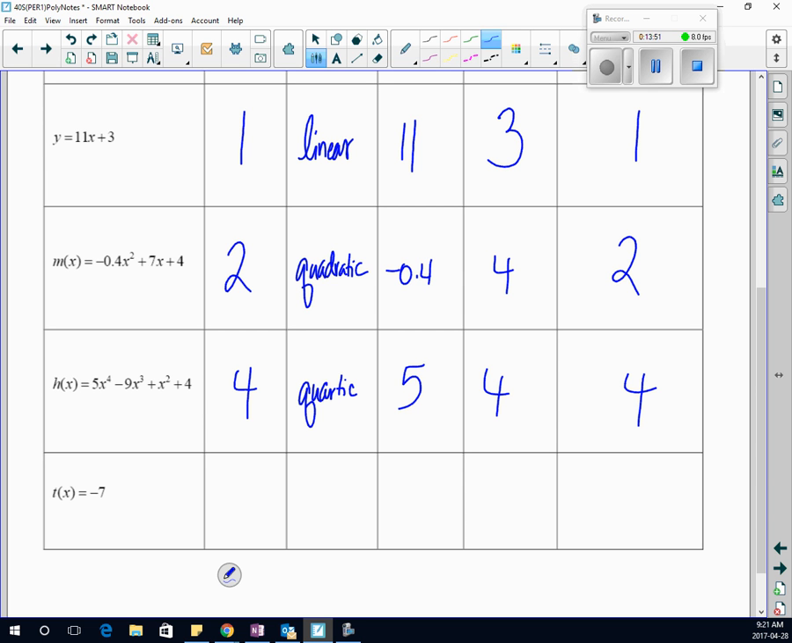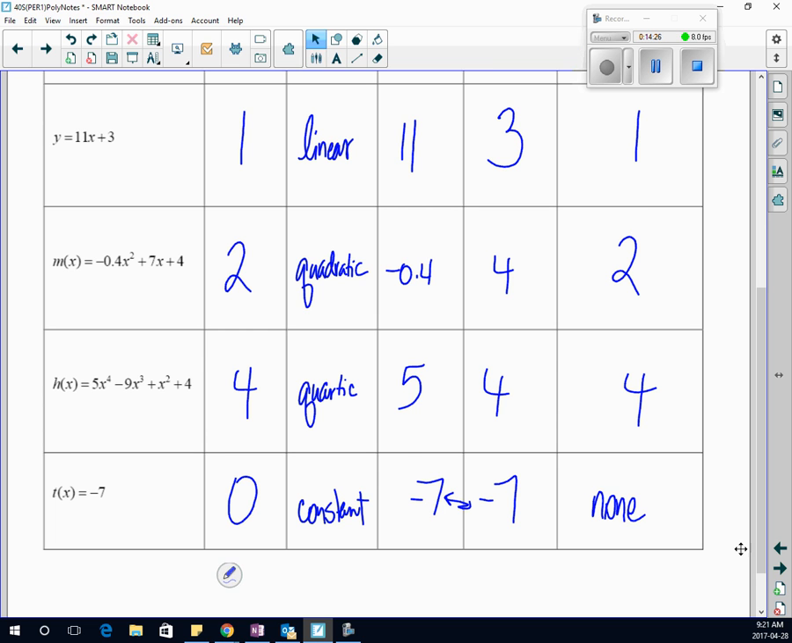Uh-oh. What's the degree there? 0. What's this called? A constant function. Very good. What is the leading coefficient? They're both negative 7. That's the constant function, right? Okay, and how many zeros? None. Okay.